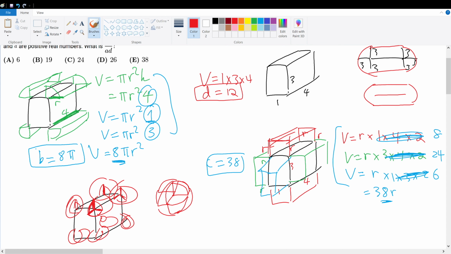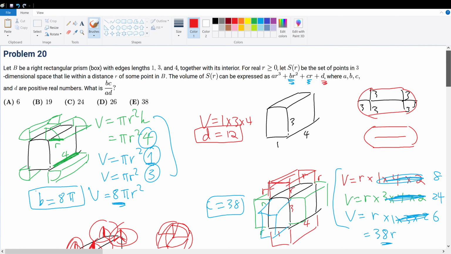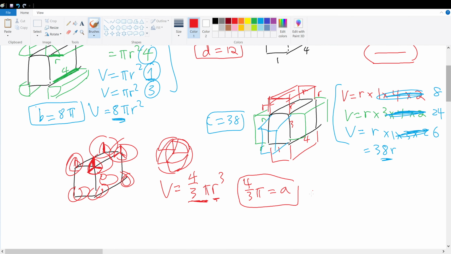So 1/8 times 8 gives one total sphere. So what is the volume of one total sphere? Well, that's 4/3 pi r cubed. And the radius of this sphere is obviously r, because it has to be within r units of the volume. So that means this 4/3 times pi corresponds to D. So now we have all the components we need to solve the question, because we are trying to solve for BC divided by AD, which is going to be equal to 4/3 pi times D.